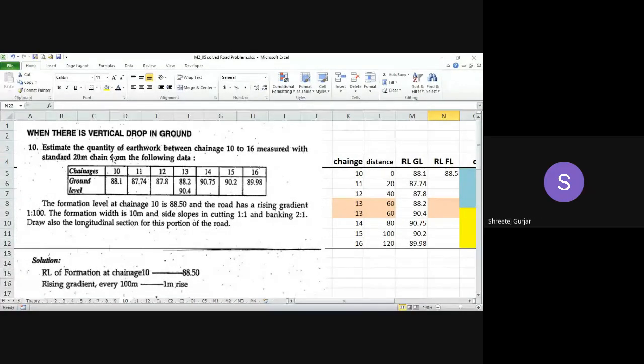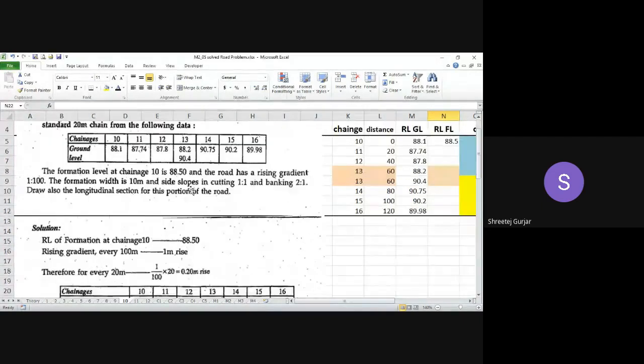Okay, we shall continue. So this is a different kind of problem. I hope you can see it on the screen, wherein we have a vertical drop in ground. Whenever we have a vertical drop in ground, we have two ground levels at the same chainage. Why two ground levels at the same chainage?